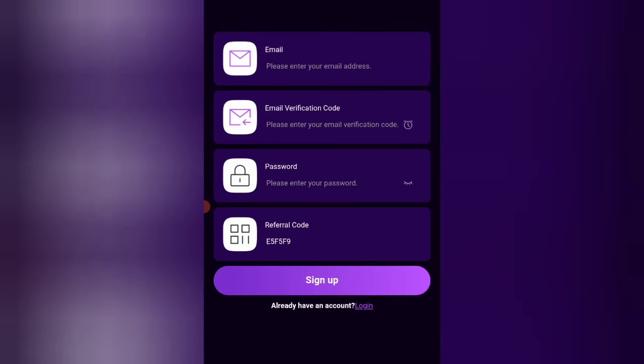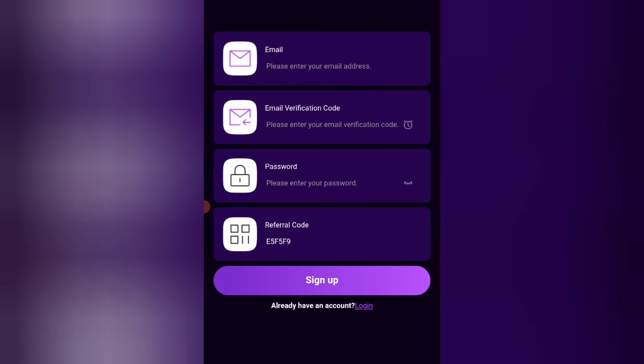Hey guys, so let me walk you through how to use ByTrading. Now you can sign up on this ByTrading by entering your mail. Click on this clock icon to get the email verification code, create a password, and click on sign up.